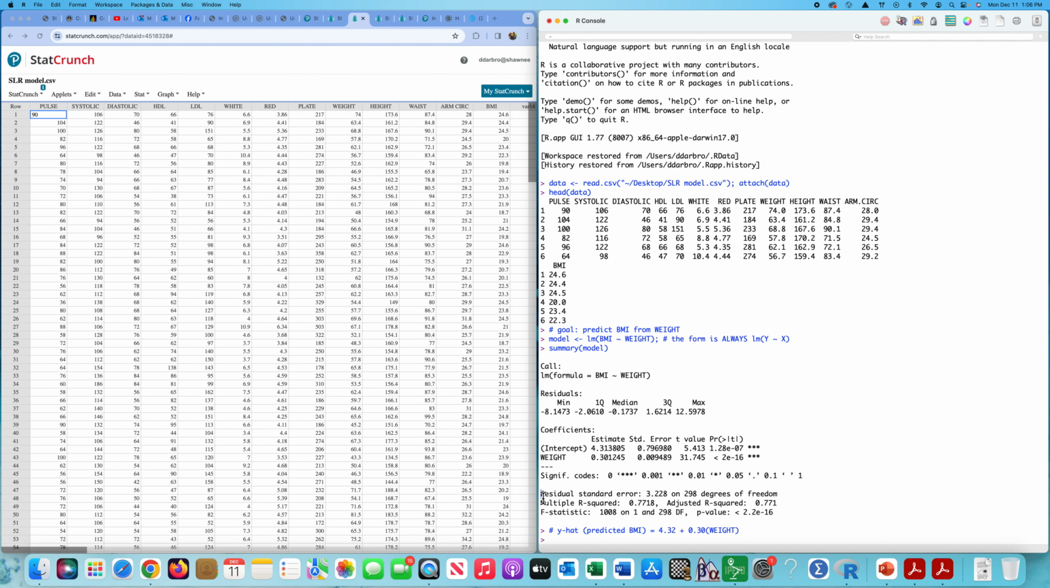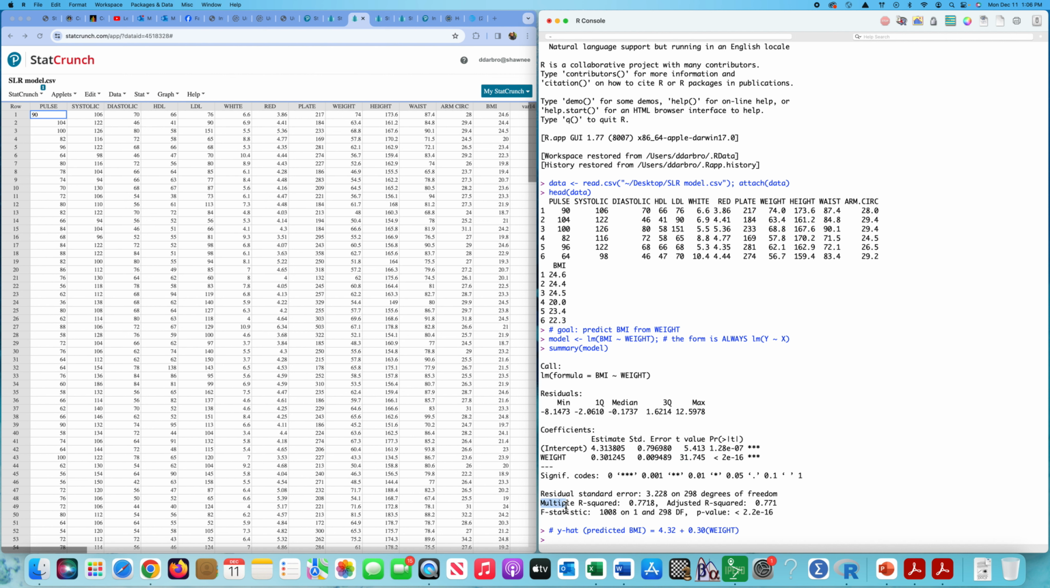Now, the residual standard error is just information on the error that we have in our model. I don't want to get too much into this at this level, but something I do want you to see is that our degrees of freedom are 298, and that would be the corresponding degrees of freedom for this test statistic. And again, that'll become a little clearer when we see all this written up and summarized.